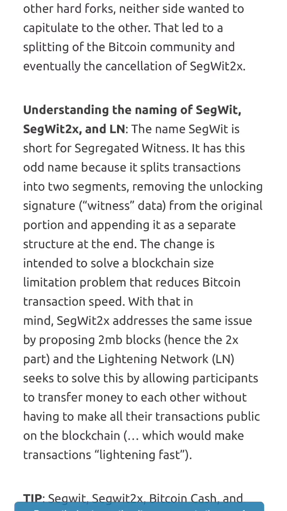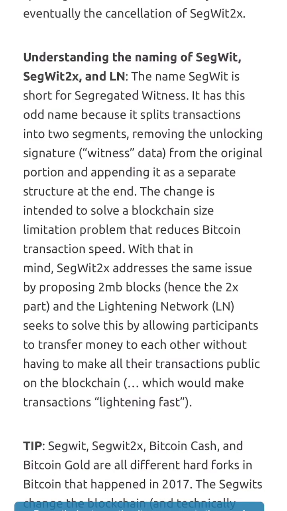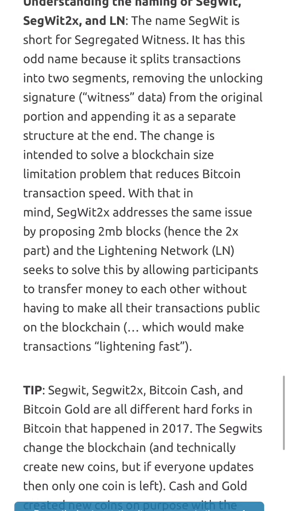Removing the unlocking signature, the witness data, from the original portion and appending it as a separate structure at the end. So, with that, let's just go over that sentence real quick. The segregated witness is the data that is extracted from that confirmation, or that signature of confirming that block, and then transferred over to its other transaction. So there are 2 different transactions that take place there. There's the actual transaction, and then there's the witness transaction that happen at 2 different times. The change is intended to solve Bitcoin's blockchain limitations to reduce Bitcoin transaction speed.